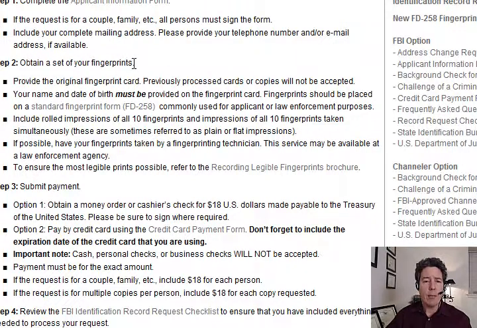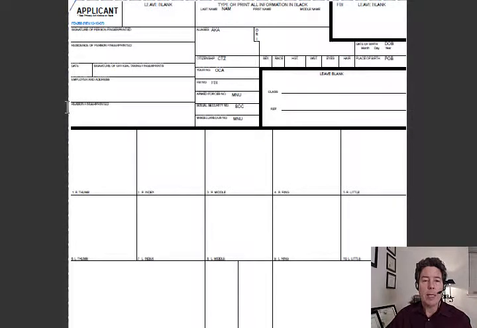Obtain a set of your fingerprints, okay? Provide the original fingerprint card. Previously processed cards or copies will not be accepted. Your name and date of birth must be provided on a fingerprint card. Fingerprints should be placed on a standard fingerprint form FD-258. And look at that, you can actually print out an FD-258 now, and you can do it yourself.